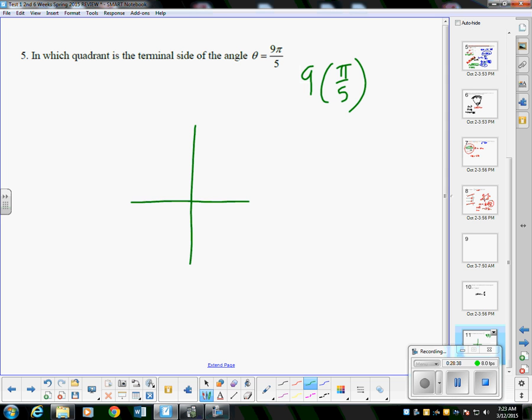So if I'm over here, I'm at 0 pi over 5s. All the way over here is 5 pi over 5s. Back around is 10 pi over 5s. And if we stop and think about it, halfway between 0 and 5 is 2.5 pi over 5s. And halfway between 5 and 10 is going to be 7.5 pi over 5s. I just simply need to go 9. So does it make sense that I'm going to be in the 4th quadrant? I've got to be between 7.5 and 10. So in which quadrant is the terminal side of the angle theta equal to 9 pi over 5? It is the 4th quadrant.